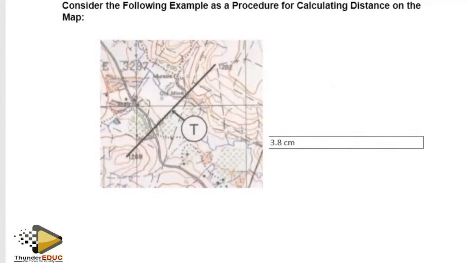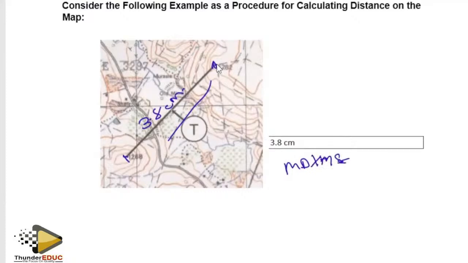So what does it mean? If you measure from this point to this point, and after putting your ruler along it the units you are getting is 3.8 centimeters. So that is your measured distance. What shall we say? We shall say measured distance, or map distance, times the map scale. What will you get? You will get the answer there.